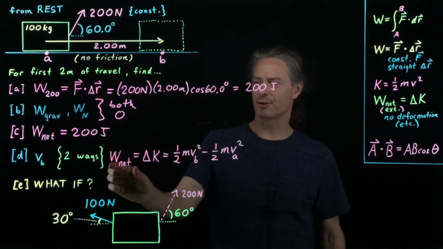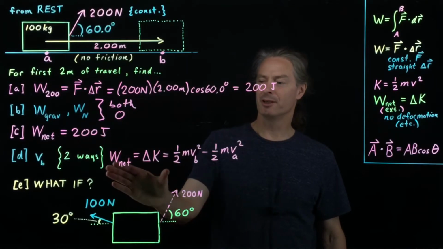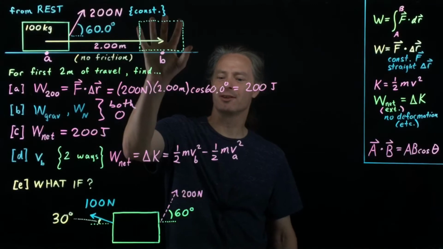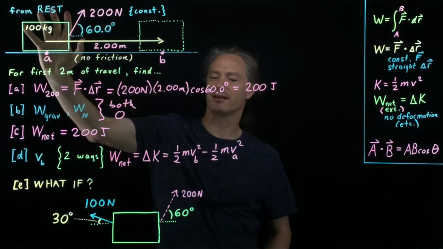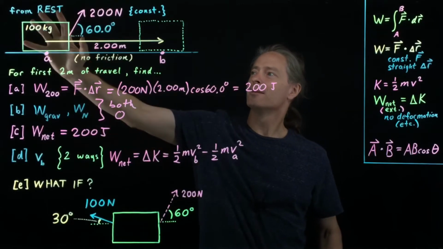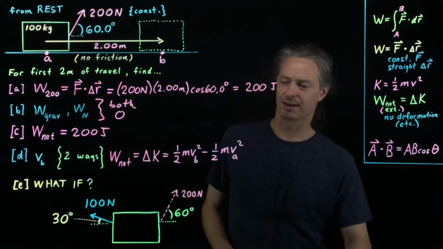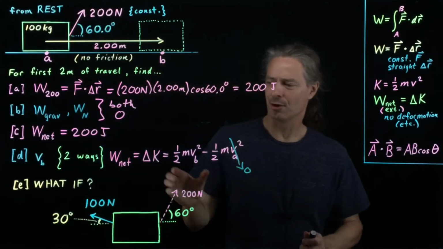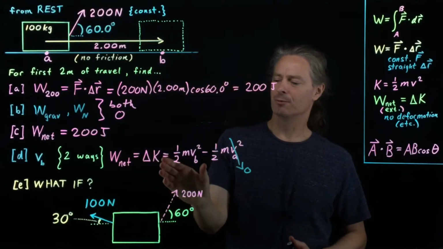So the net external work, which we've calculated, will be equal to this object's change in kinetic energy, which is the kinetic energy at this point minus the kinetic energy at this point. At point A, the object was at rest, so its kinetic energy is 0 because its speed was 0. So our net work will be equal to this.